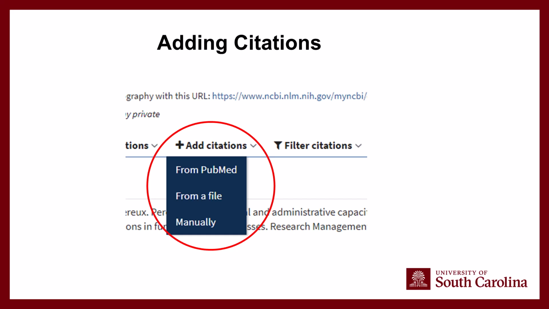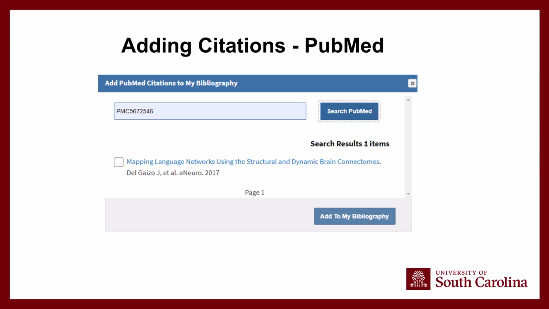As mentioned earlier, you can add your citations by PubMed, a RIS file, or manually. To add by PubMed, you simply search PubMed by the PMC identifier, or you can search by text, such as entering the title. You then choose from the publications that result from the query and click Add to My Bibliography.